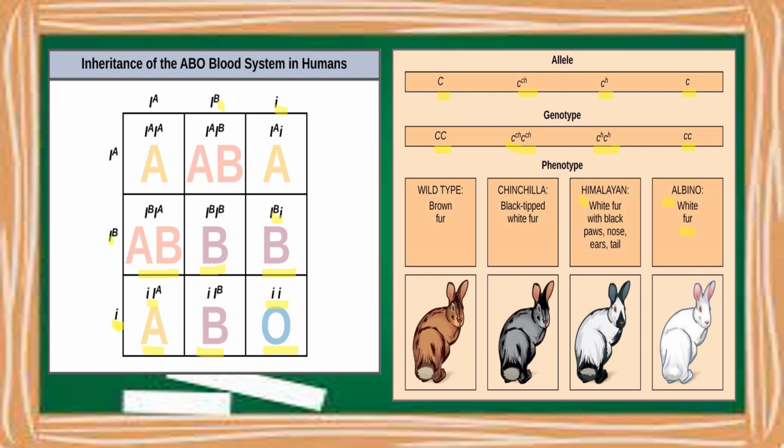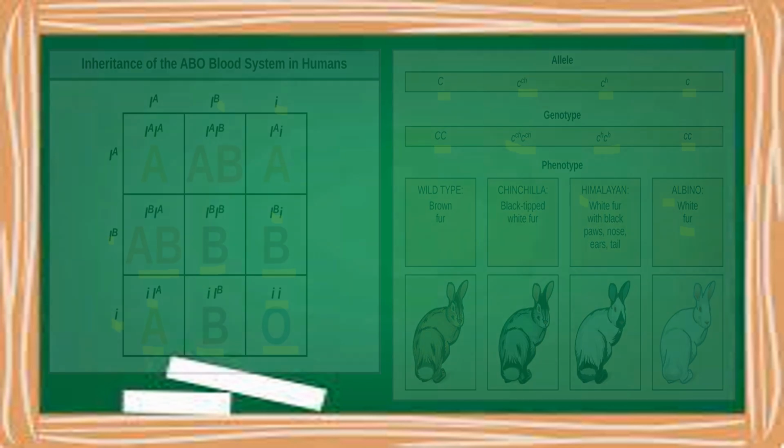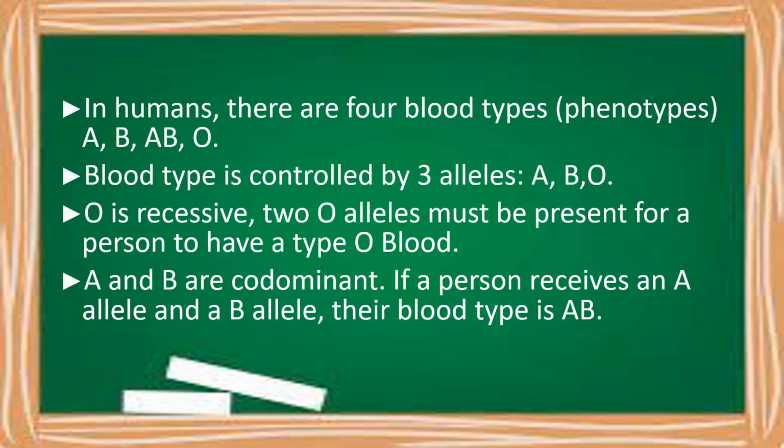Key concepts. In humans, there are 4 blood types. So, blood types, this is also called phenotypes: type A, type B, type AB, and type O. Blood type is controlled by 3 alleles. So, what are those alleles? The type A, type B, and type O.